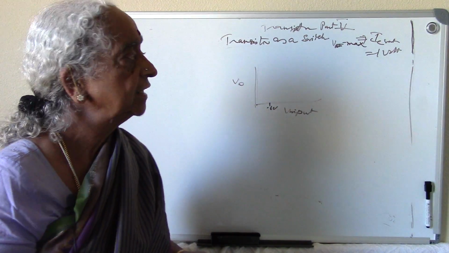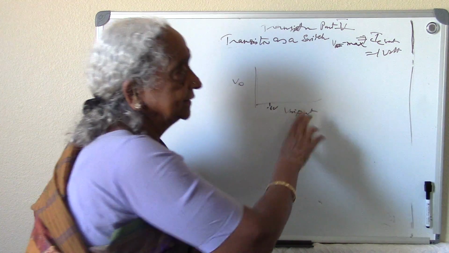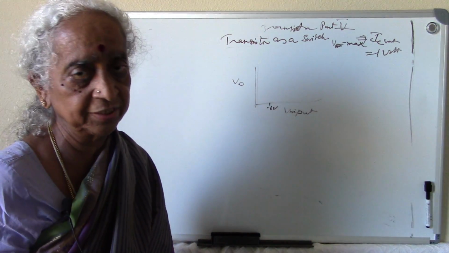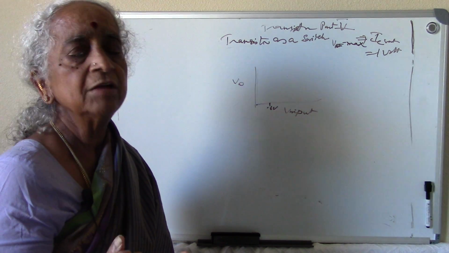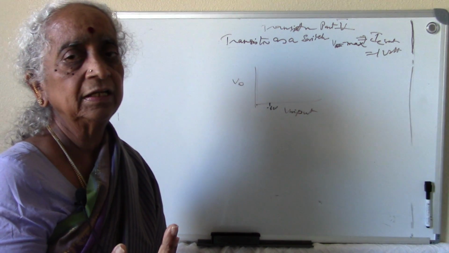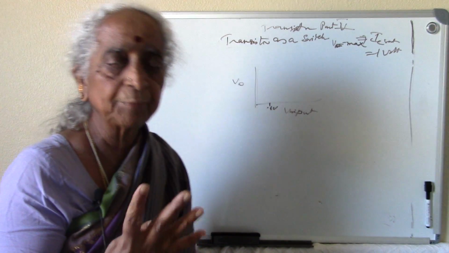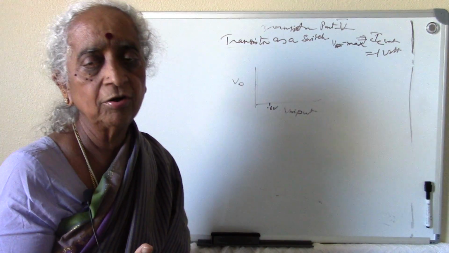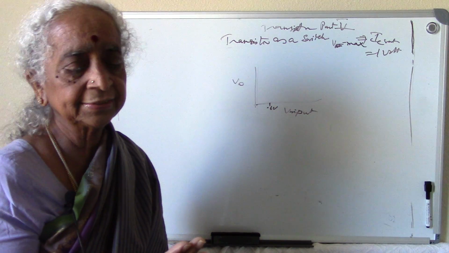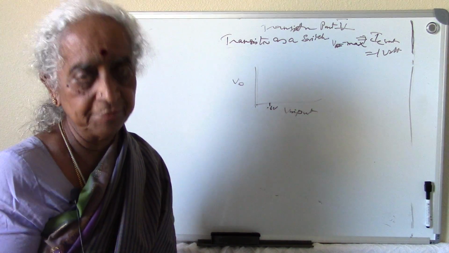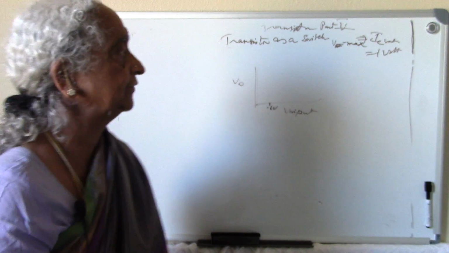So a high input means VI is greater than some optimum value that is required, means IB is IB max, means IC is IC max, means the LED kept in the path of IC will glow brightly, and means the output will be minimum. These are the findings that we should know.